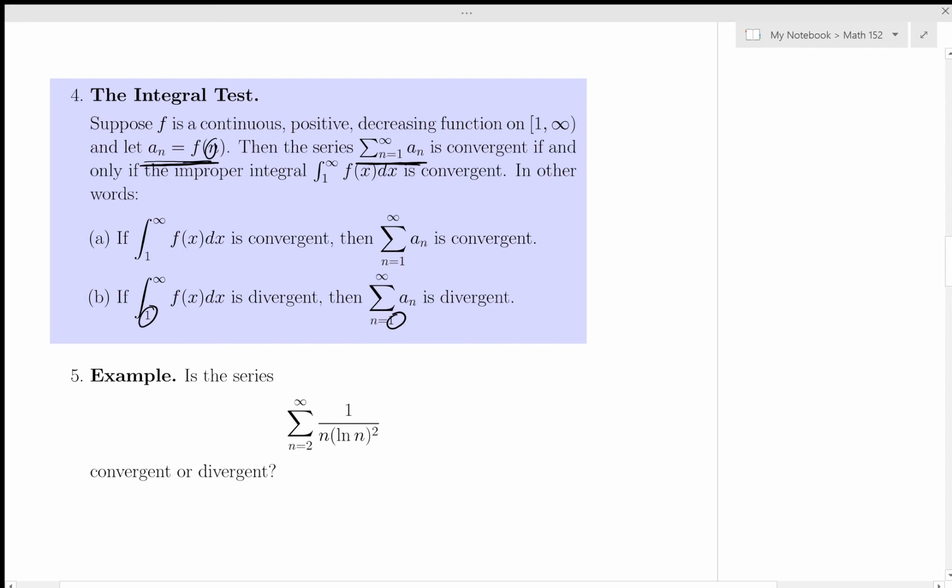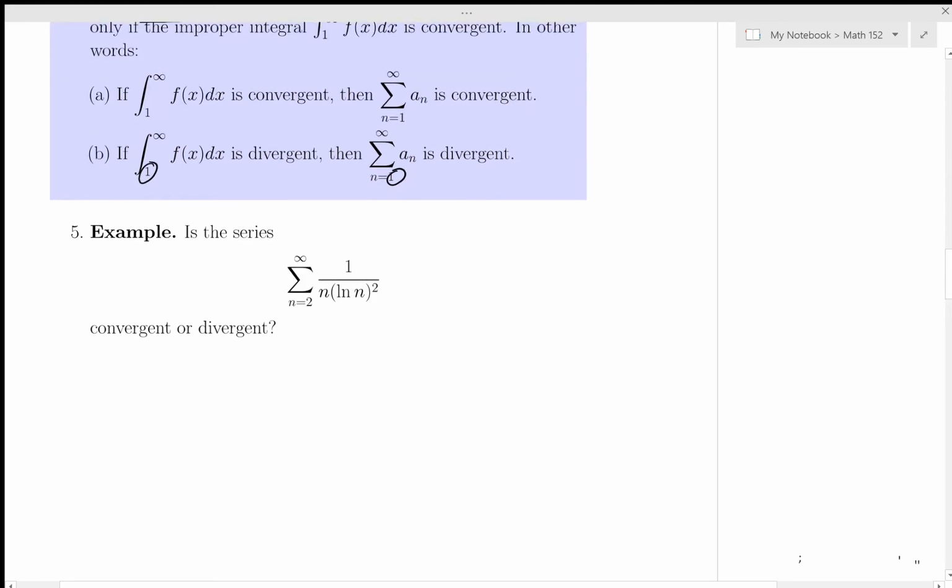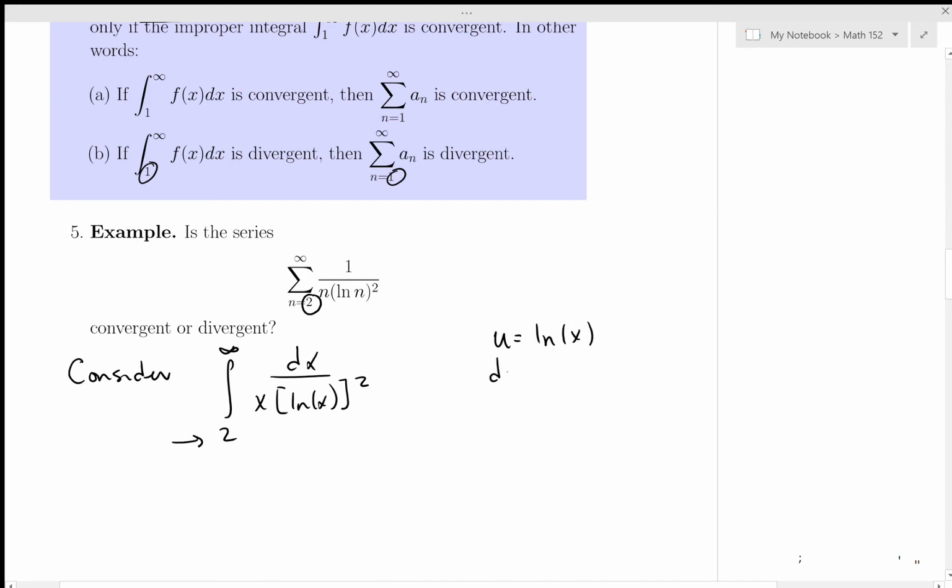Okay, so we have one here. Is the series convergent or divergent? So what we do is we consider the analogous integral. It'll be the integral from 2 to infinity. That's a 2 here, so I've got the 2 here. 2 to infinity of dx over x times log x squared. And we're going to do that via substitution. So we're going to let u equal log x, and then du will be 1 over x dx.